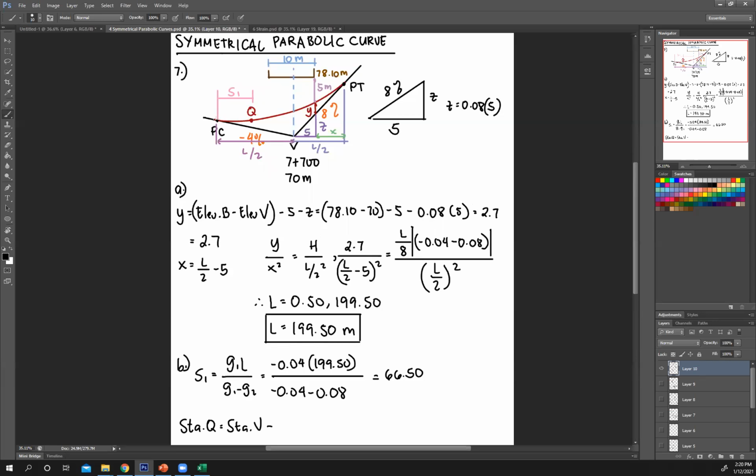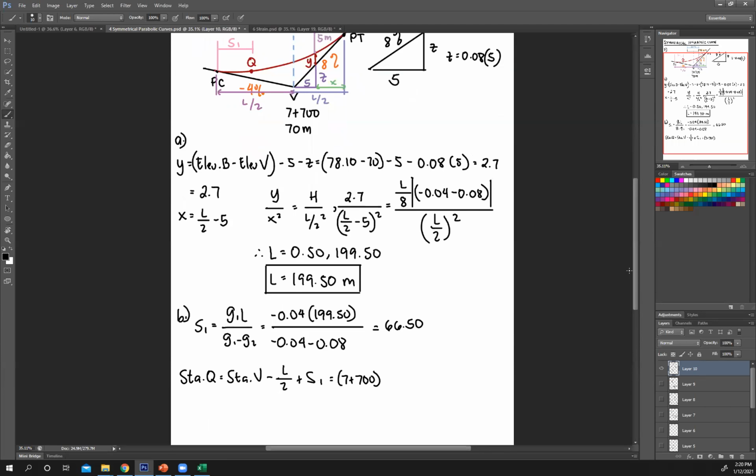So you're at station PC. Then from station PC, add S1 to get to Q. Okay? Station V minus L over 2 plus S1. So station 7 plus 700, that's 7,700, minus L over 2, where L is 199.50, plus S1, which is 66.50.